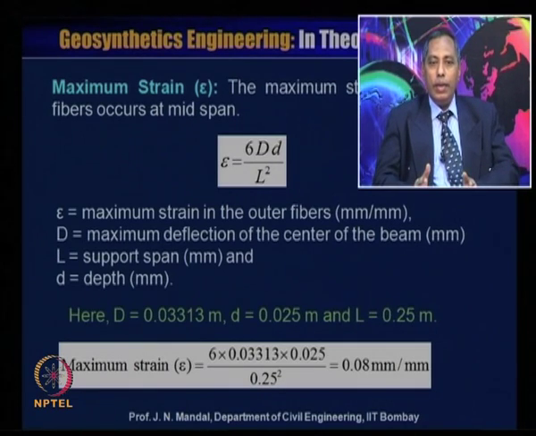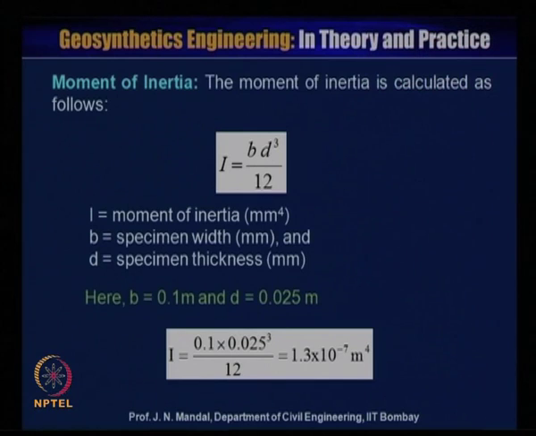Here capital D is equal to 0.03313 meter, small d is equal to 0.025 meter, and L is equal to 0.25 meter. Now the maximum strain epsilon can be calculated by substituting the values: 6 into D, 0.03313, into small d, 0.025, divided by L square, 0.25 square. This will give the maximum strain value 0.08 millimeter per millimeter. So, you can calculate what the maximum strain will be.